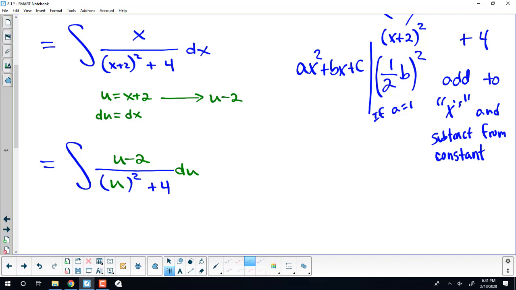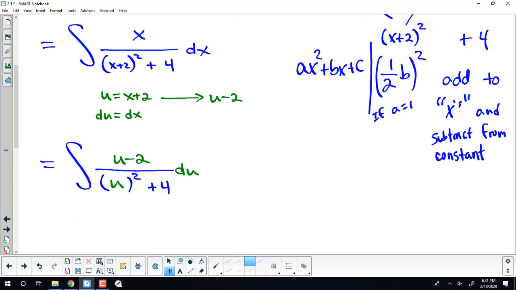Can you do the difference of squares, where you figure out the u plus 2 and u minus 2? Oh, on the bottom, no, it's not a difference, it's a sum. Oh, yeah, that's right. You could factor it in terms of imaginary numbers. So okay, where we came from, x over x plus 2 quantity squared plus 4, there's nothing we can do with that.